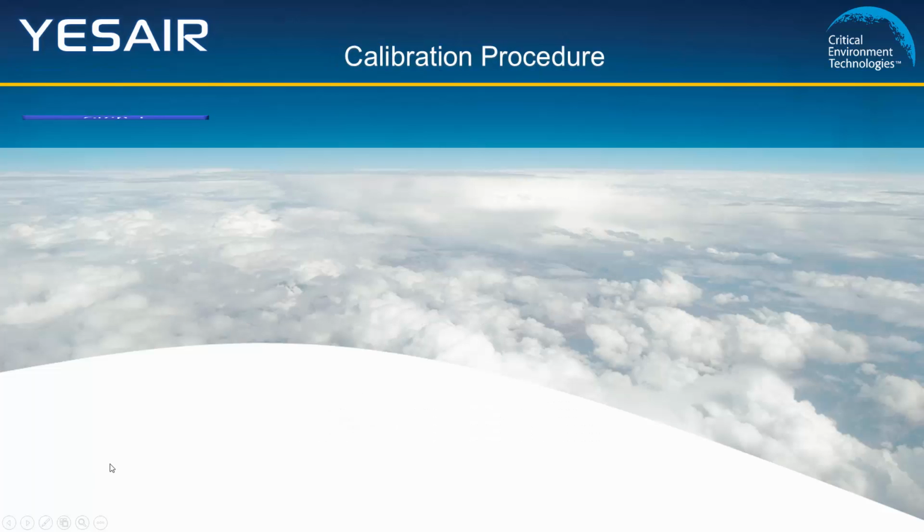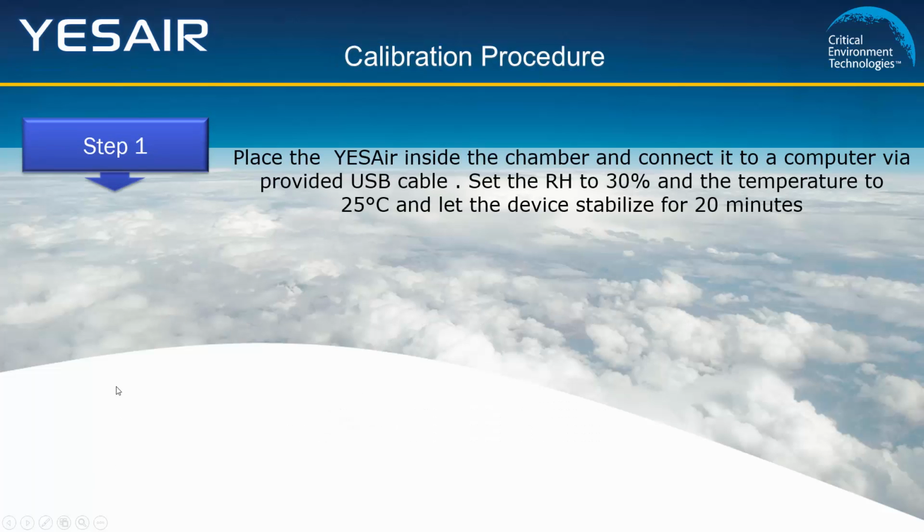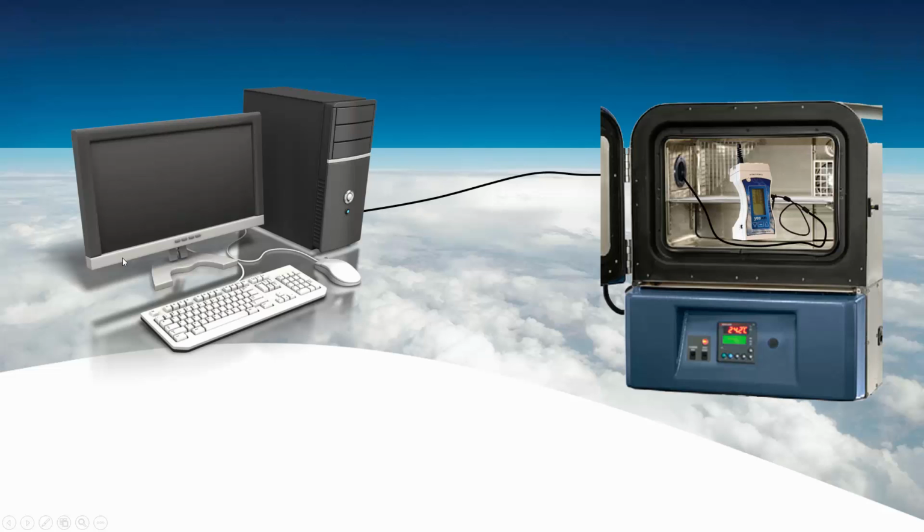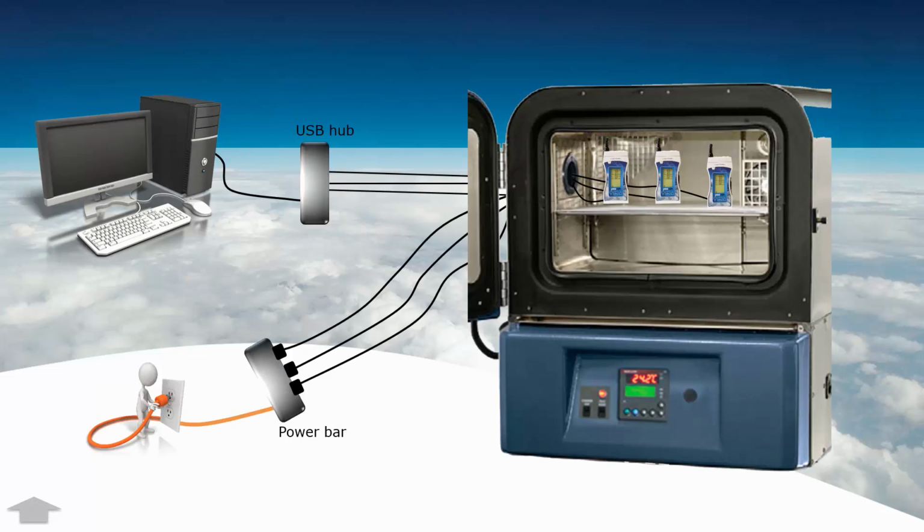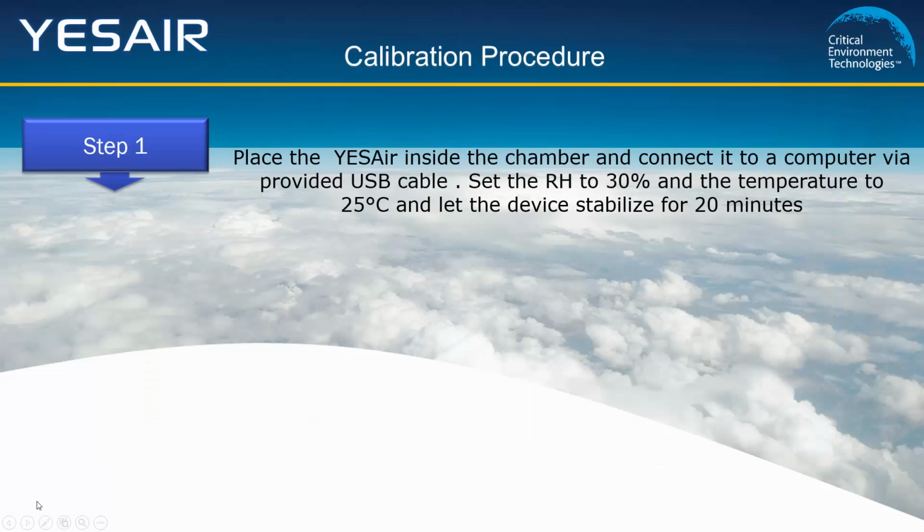The first step of the calibration procedure is to place the YESAIR inside the chamber and connect it to a computer using the USB cable provided. If you want to calibrate multiple devices, place the units in the chamber and connect them to the computer with a USB hub and connect the power adapters to a power bar. Set the RH to 30% and the temperature to 25 degrees Celsius and let the device stabilize for 20 minutes.